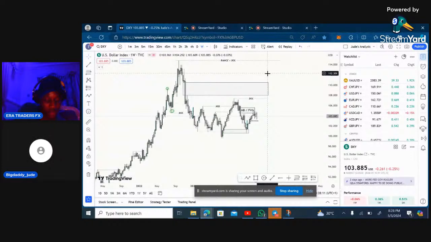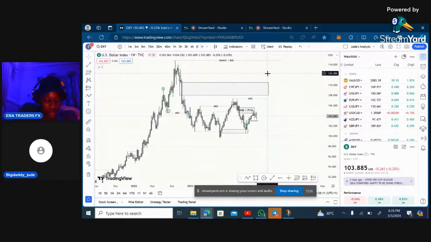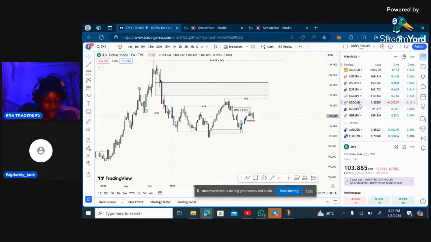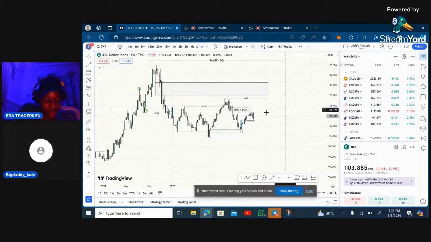If you've been in the market for a long time, if you've been a trader for a long time, you should know that the dollar index always correlates with other dollar pairs. That's why we're doing it first. If you have the direction of the dollar index, most likely, like 90% of the time, the movement correlates with all these other USD pairs, like USD JPY, USD CAD.